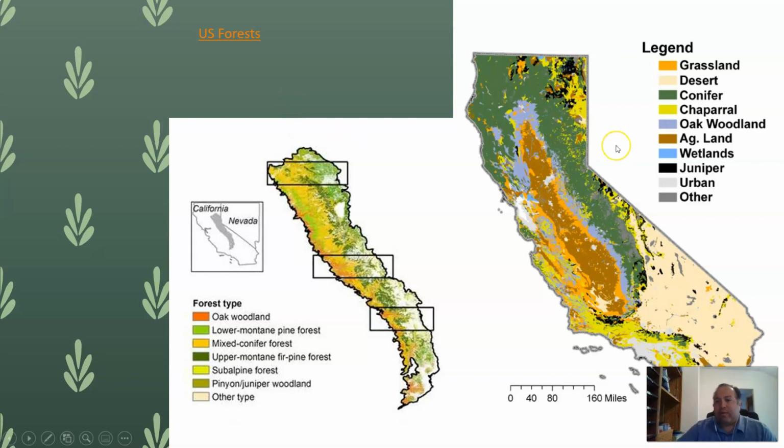But this is how we would break California up into different communities. For our Central Valley, the area that we're at down here, you can see mostly ag lands surrounded by some grasslands, and then oak woodlands, and then up into the Sierra Nevadas in terms of mixed conifer. But we also have some juniper and chaparral areas if we go to our south towards the Los Padres National Forest.